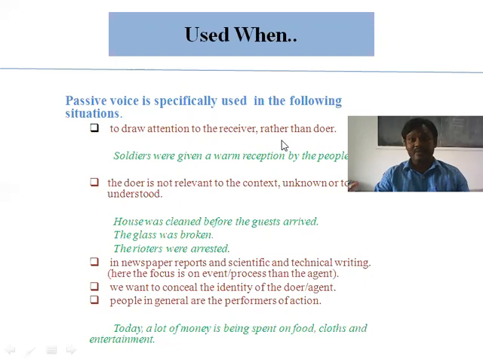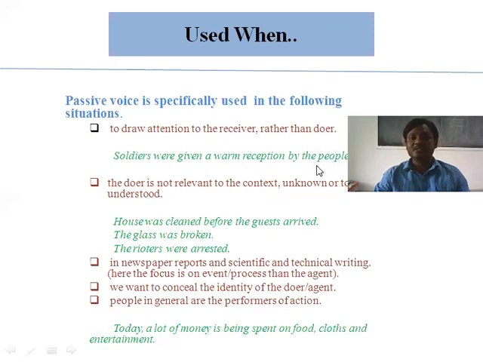When in a sentence, the doer is not important and the receiver will be receiving the focus, we use passive voice. In a sentence, when doer of the action is not kept in focus and it is the receiver of the action who is receiving focus, we use passive voice. Let's have a look at the example given here. Soldiers were given a warm reception by the people. Here, the focus is on the noun soldiers rather than the people who have done it, the doer of the action, or the people.